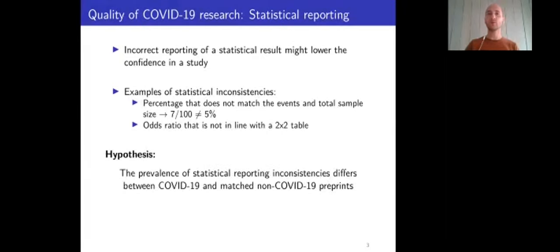The hypothesis that we want to test is whether the prevalence of statistical reporting inconsistencies differs between COVID-19 and matched non-COVID-19 preprints.